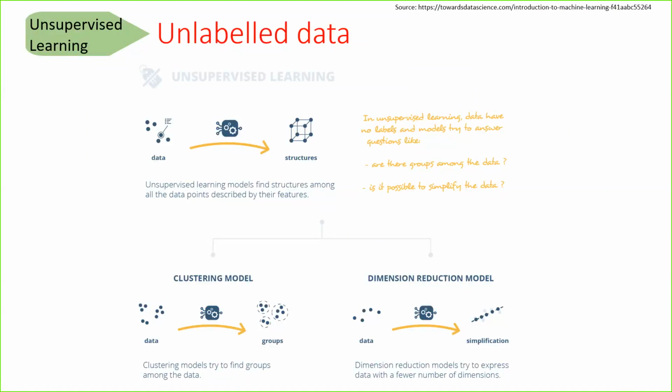Because we don't have any target variables or predictions, nothing like that. We are just given the feature vectors. Nothing else is given to us. So what can we make out of this data? Here, we try to answer questions like, are there groups among the data? Or is it possible to simplify the data, right? If you're trying to find the groups among the data, we call that clustering. If you're trying to simplify the data, we call that dimensionality reduction.